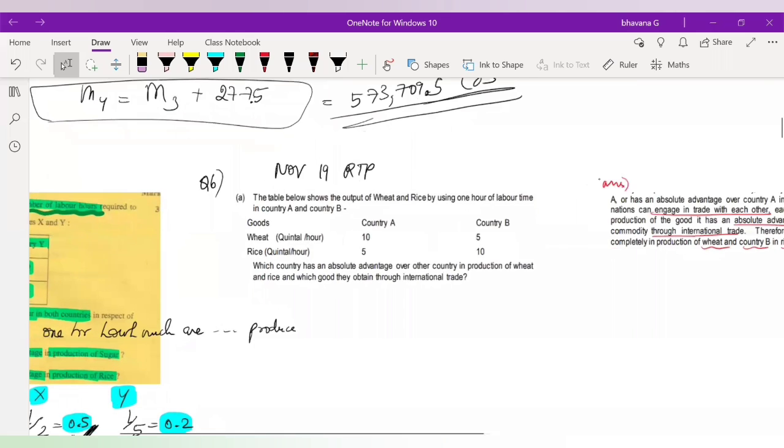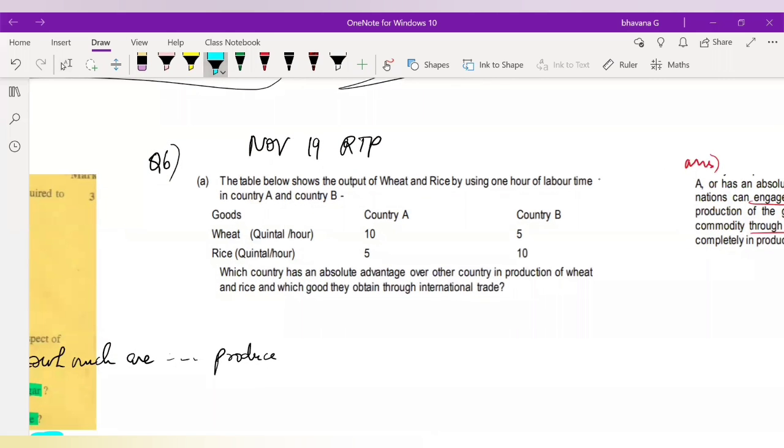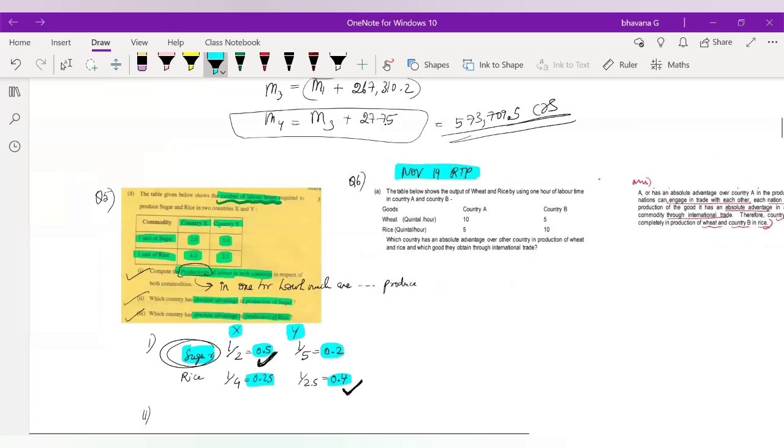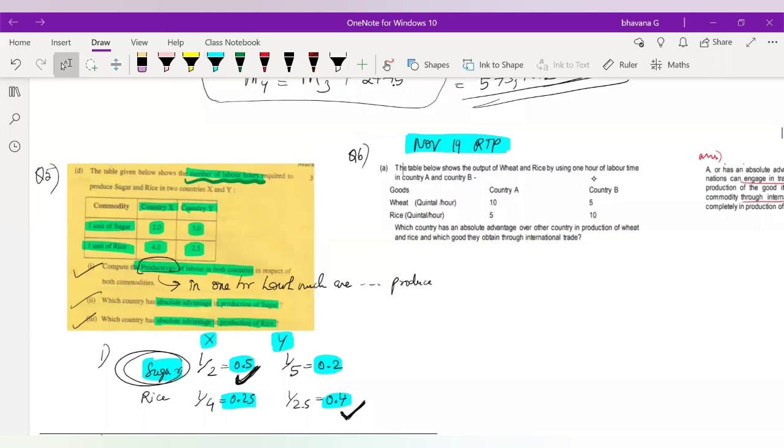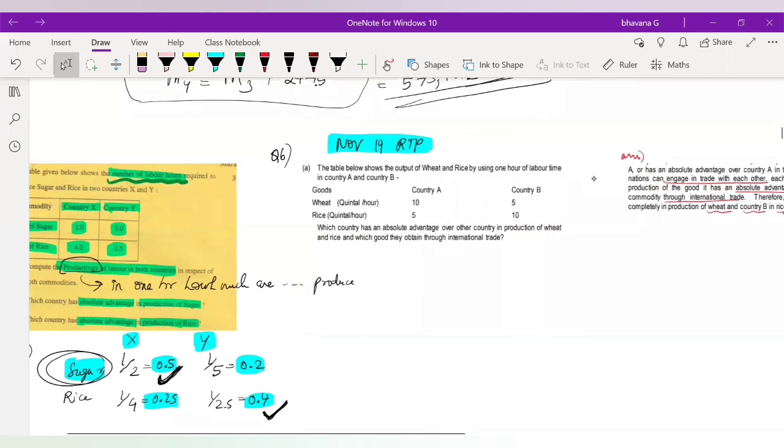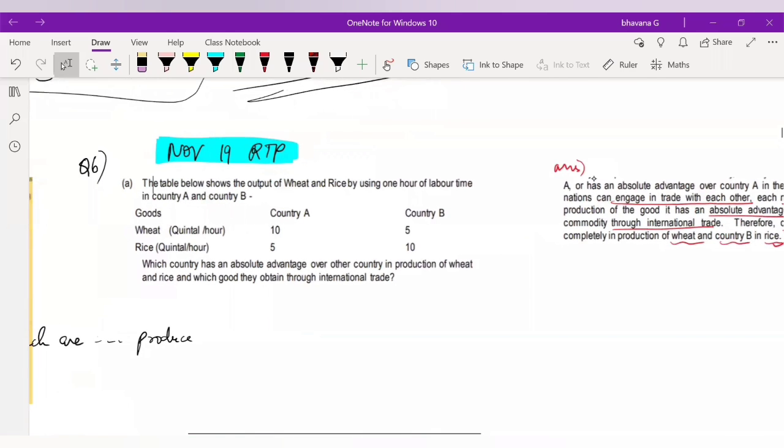The same way you have a question number 6 here, but question number 6 is from the November 19 RTP paper. It's a similar question. It's a question which is similar to question number 5 that we have seen now. Okay, we'll read that. Here they have given you that the table below shows the output of wheat and rice by using 1 hour of labor time in country A and country B.